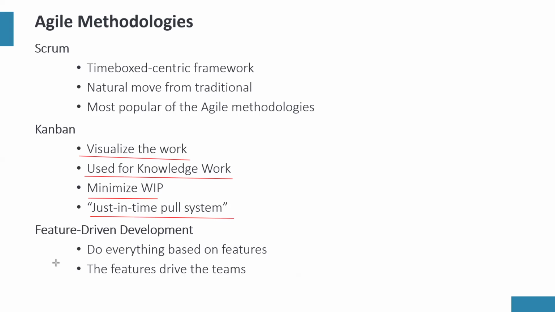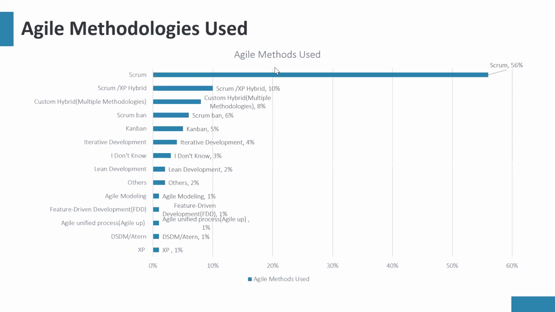Let's look at why we're focusing on Scrum. So in the agile industry, we can see here 56% of people that use agile use Scrum, pure Scrum.